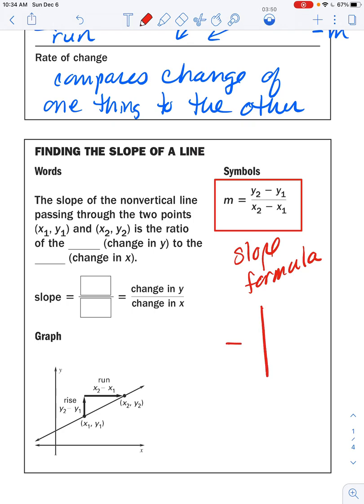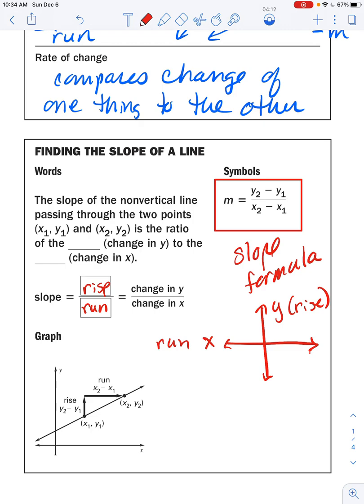Because if you think about graph paper, X is side to side. That's the run, how far across it's going. Y measures up and down. And so then Y is going to be associated with that rise that I talked about. So when we talk about rise over run, we're going to be talking about the change in the Y's over the change in the X.